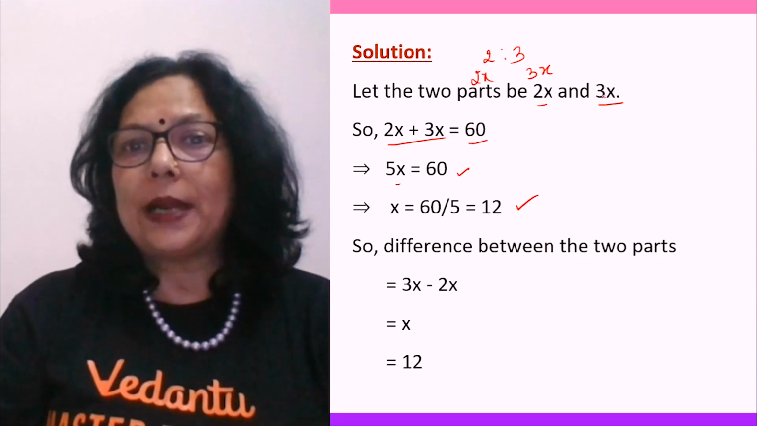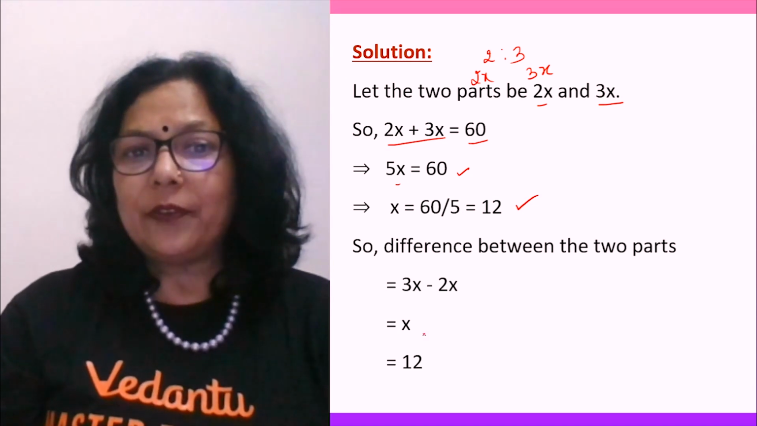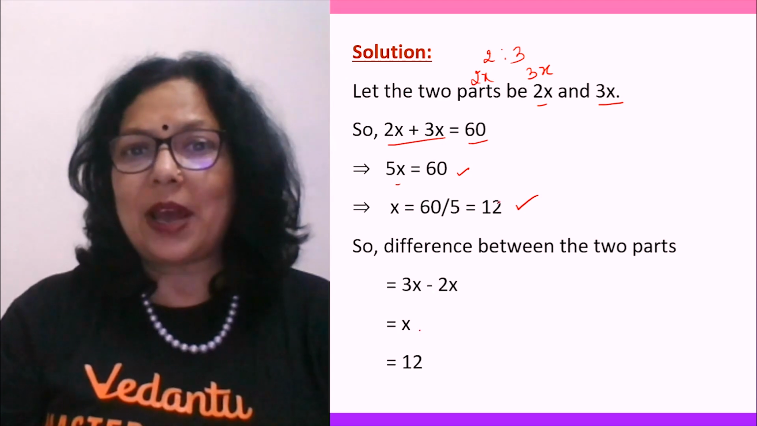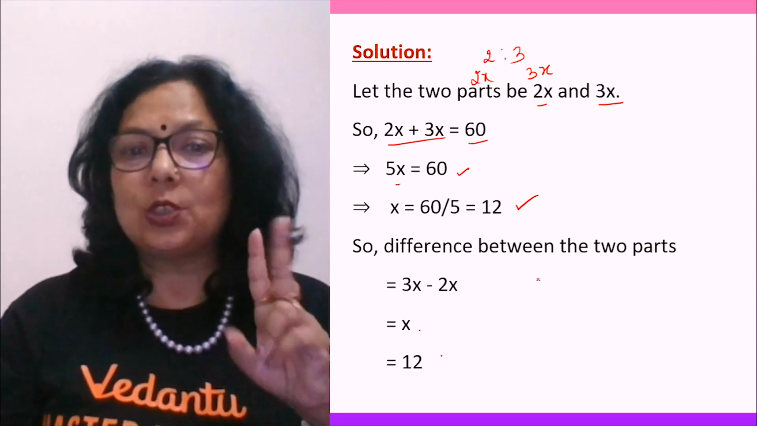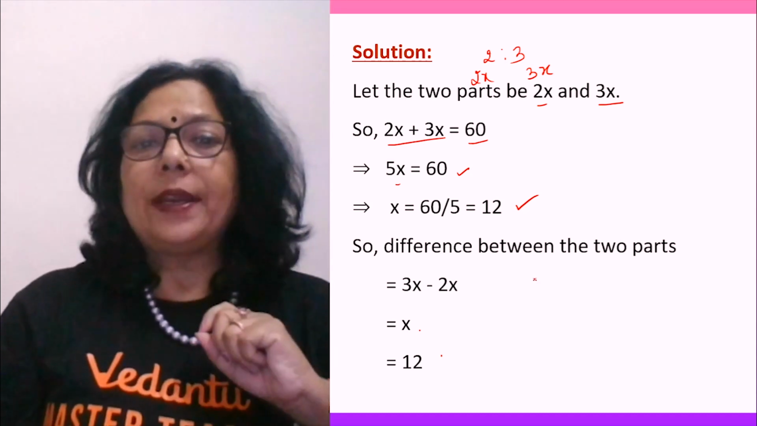Now, which were the two parts? 3x and 2x. So the difference is how much? x. And what is the value of x? 12. So you got the answer that the difference between the two parts is 12. Or you can find it the other way.